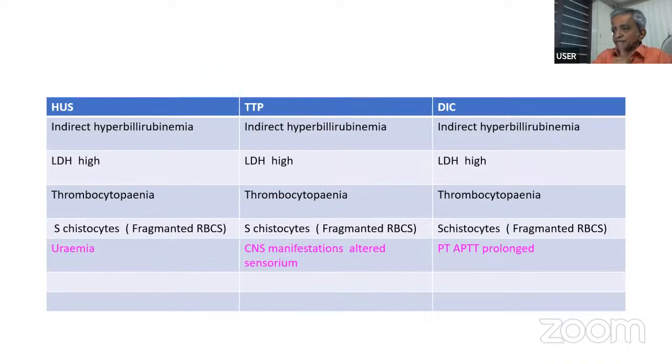Now DIC will be characterized by, apart from the four components, prolonged PT and APTT because of consumption of the coagulation factors. So if PT and APTT are prolonged, it is definitely in favor of DIC.